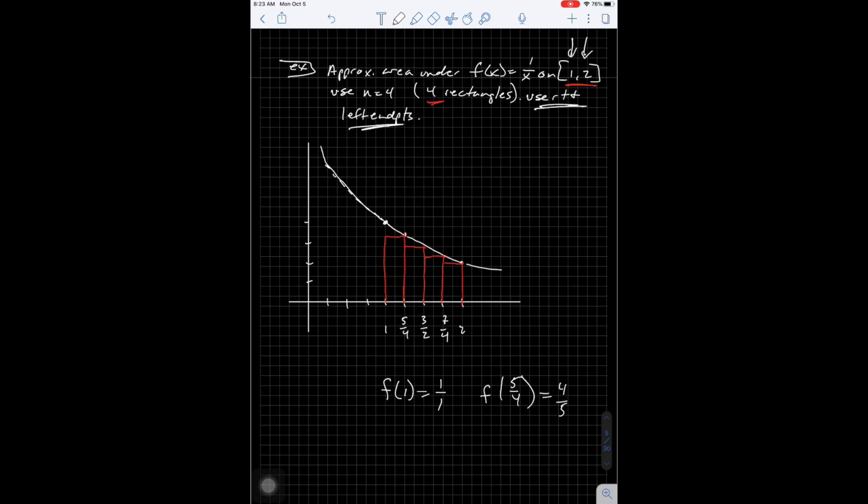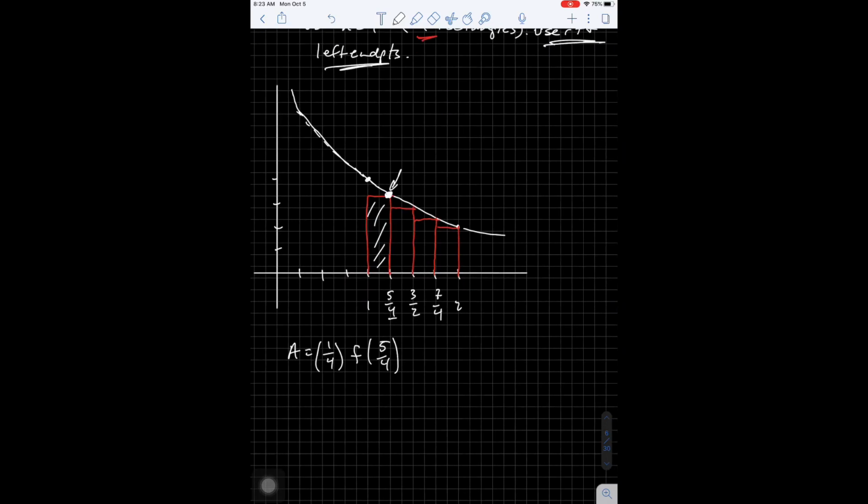So I want to find the area under this curve. So what I'm going to do is just add up the areas of these rectangles. So the first rectangle right here is going to have a width of 1/4. That's our delta x, that's the width of the rectangle. And the height is going to be the function evaluated at which of these numbers, 1 or 5/4. Well, here's where it touches the graph right there, and that's my 5/4 value.